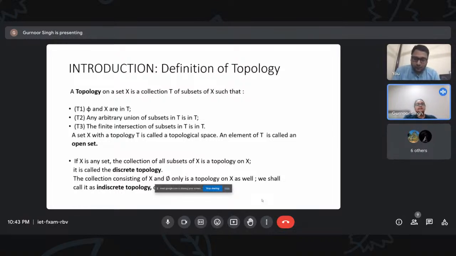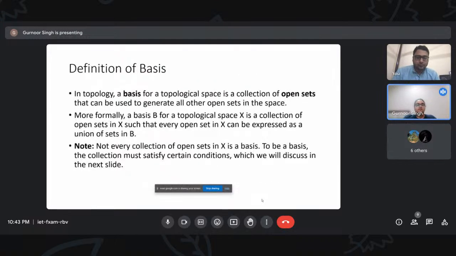So if X is any set, the collection of all subsets of X is a topology on X, and it is called the discrete topology. The collection which consists of X and the null set only is a topology on X, which is known as the indiscrete or trivial topology. So, definition of basis.